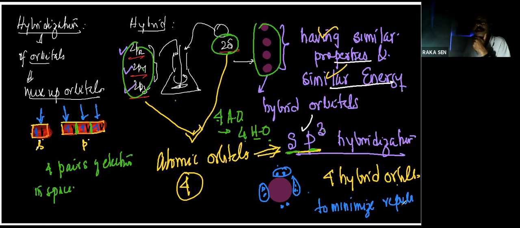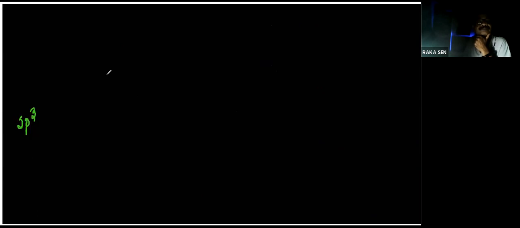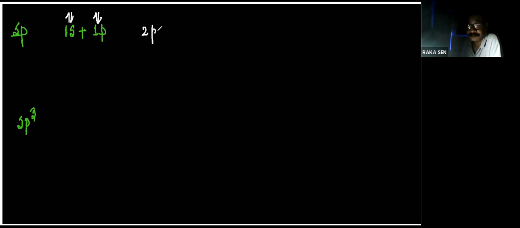Right? So, if I now say that I have got sp hybridization, what does it mean? 1s and 1p atomic orbitals are mixing. That means I have got 1s orbital and 1p orbital that is mixing. That is 1s plus 1p. If that be the case, then the maximum number of electrons that I'll be having is 2 for here, 2 for here. That is 2 pairs of electrons.